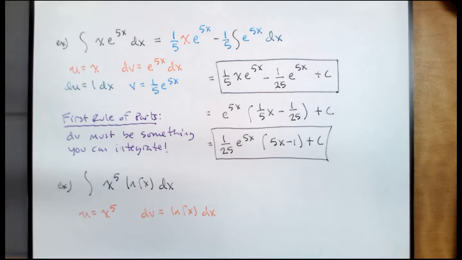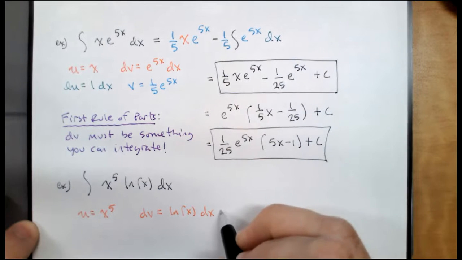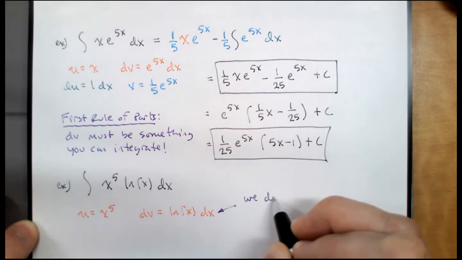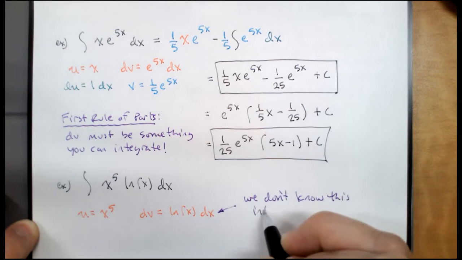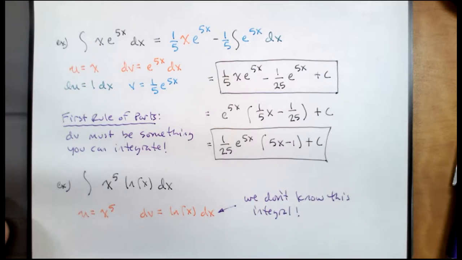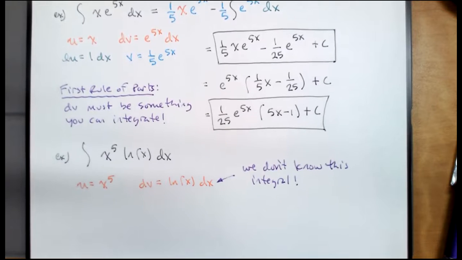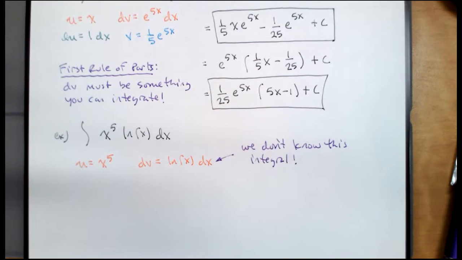So we can't do this. We can't use this deployment of u and dv because dv is not something we can integrate. So this is not how we're going to do parts. This means we just have to do something else. The most important thing to do when you're trying to learn math is something. And we have an option here.